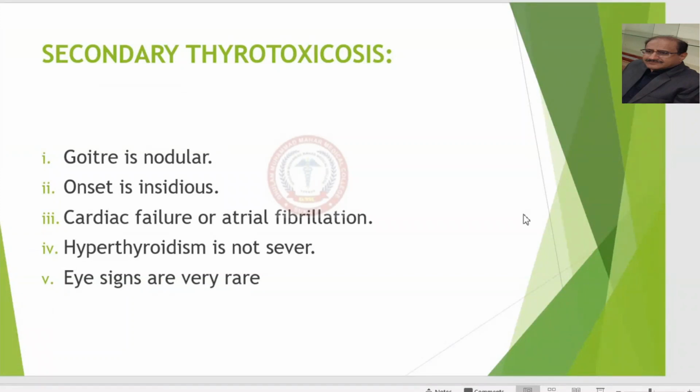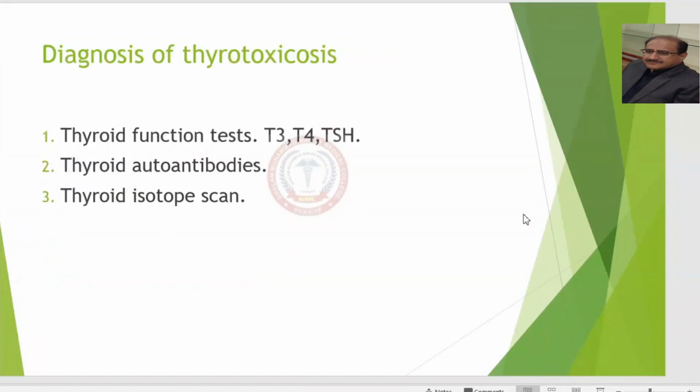Onset in primary thyrotoxicosis was abrupt, while here the onset is insidious. In primary thyrotoxicosis, cardiac features were very rare, but here cardiac failure or atrial fibrillation are more common. Hyperthyroidism is not so severe; the toxicity is not as severe as in primary thyrotoxicosis. In primary thyrotoxicosis eye signs were frequent, and here eye signs are very rare. These are the differences between primary and secondary thyrotoxicosis.